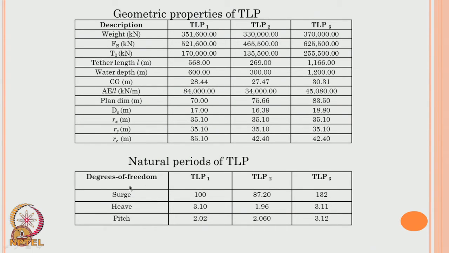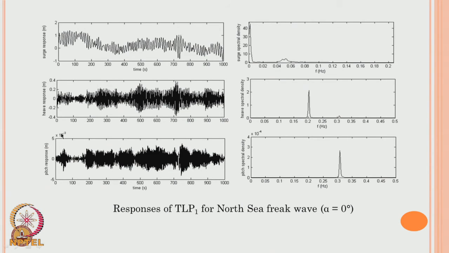The natural periods of these 3 TLPs are given here in all the active degrees of freedom, and the responses under the North Sea freak wave at an incident angle of approach of 0 are shown in 3 degrees of freedom, and the corresponding power spectral density function in the frequency domain is given. One can very clearly see a clear excitation of the heave frequency in the power spectral density function of the heave response at a specific frequency, whereas in surge it is on the lower side and pitch is shifted from the top heave frequency for the North Sea wave on TLP1.